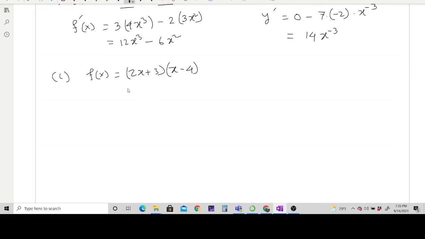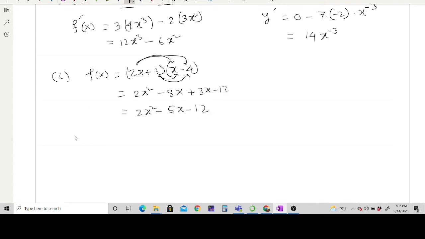So what you're gonna do, you simply distribute this. So this times this and plus this times this minus this times this, then you distribute this and this. Okay, so 2 times x, which is 2x square, minus 2x times 4, which is 8x, plus 3x minus 12. So if we simplify this, we get 2x square minus 5x minus 12.